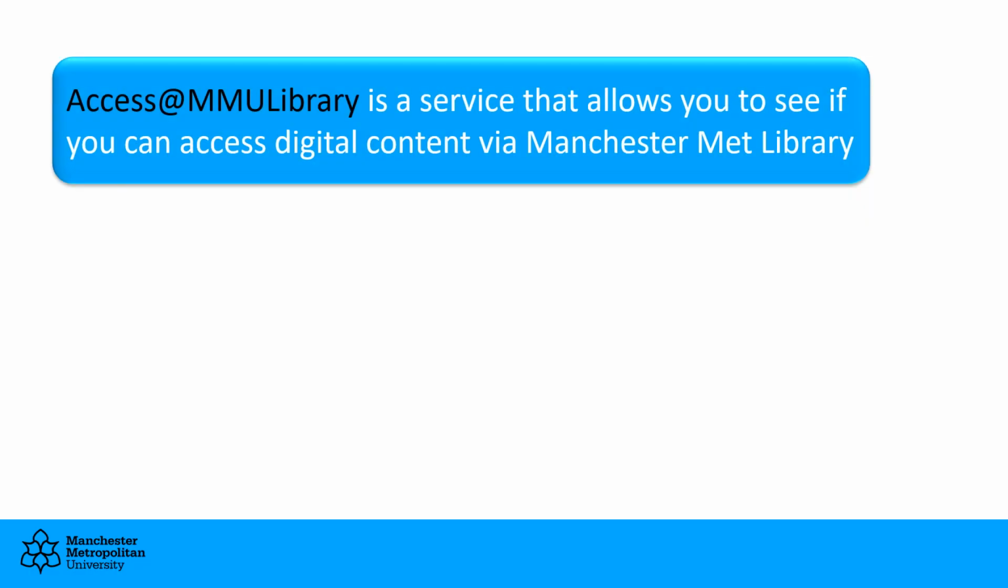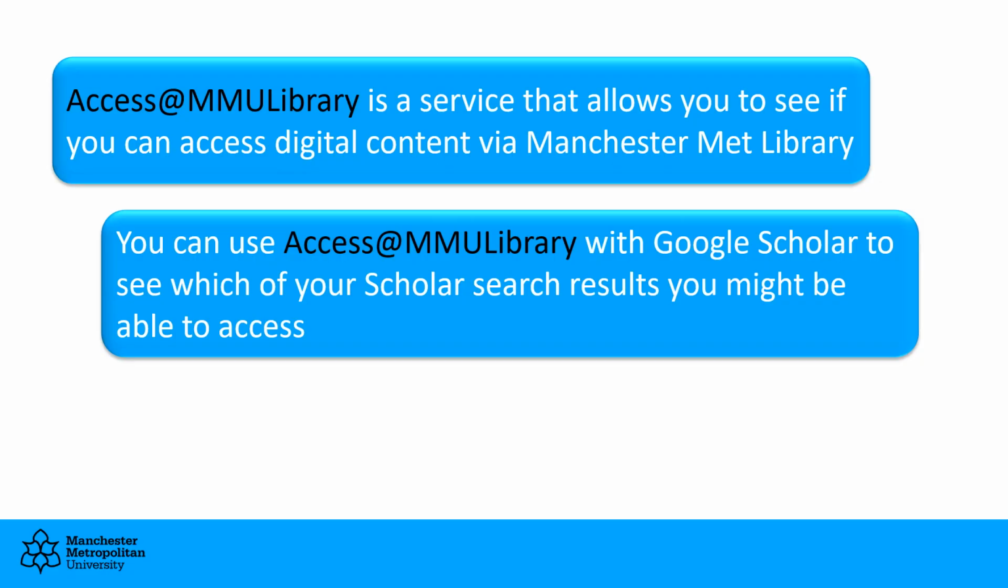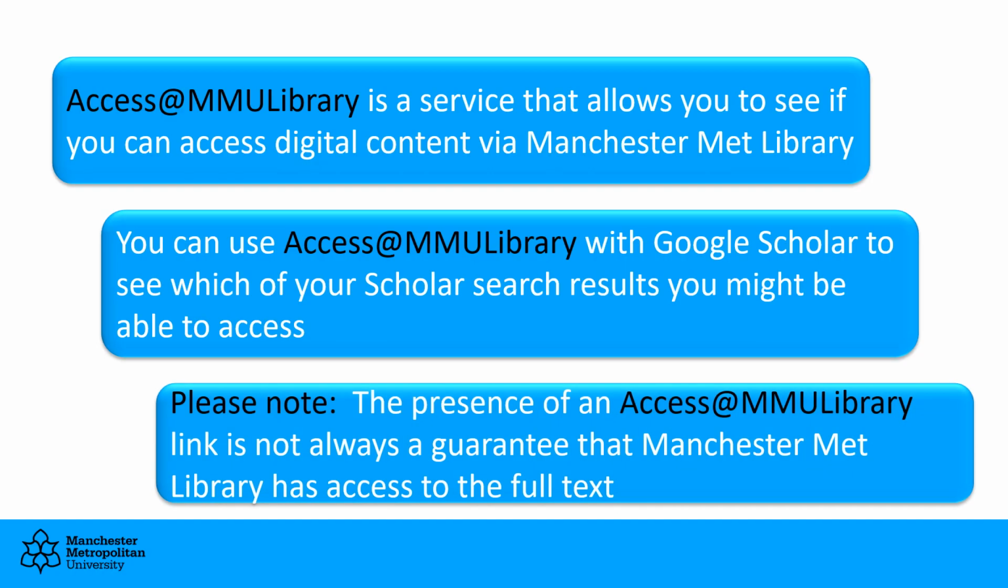Access at MMULibrary is a service that enables you to see if you can access a specific text via Manchester Met Library. You can use Access at MMULibrary within Google Scholar, where links will appear next to a specific search result if we potentially have access to it. Please note the presence of an Access at MMULibrary link next to a search result is not always a guarantee that Manchester Met Library provides access to the full text.